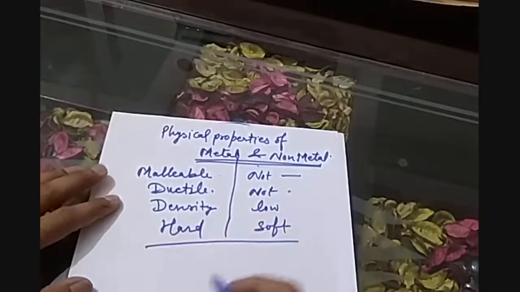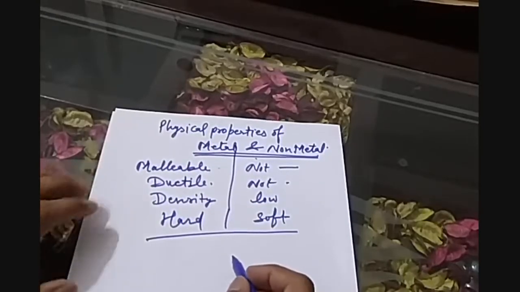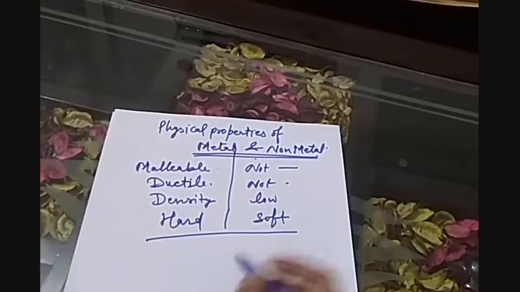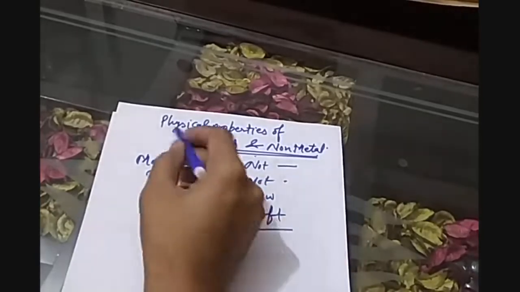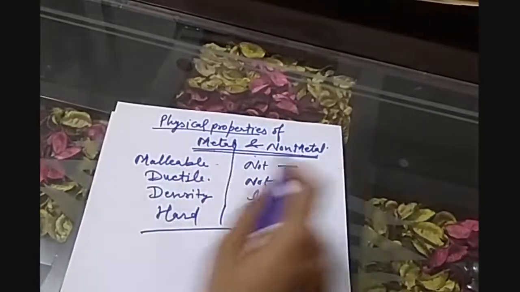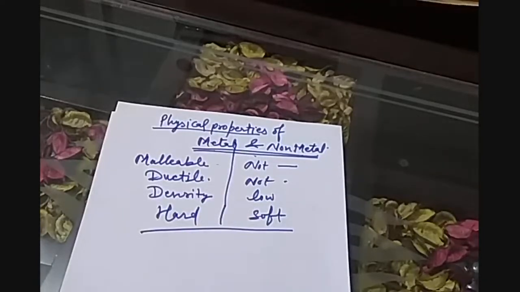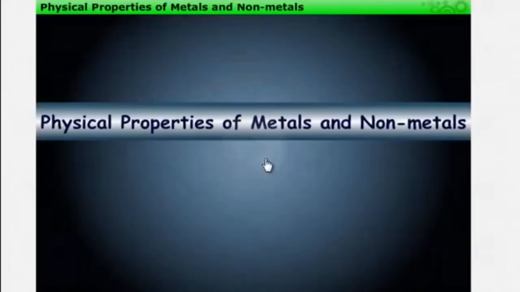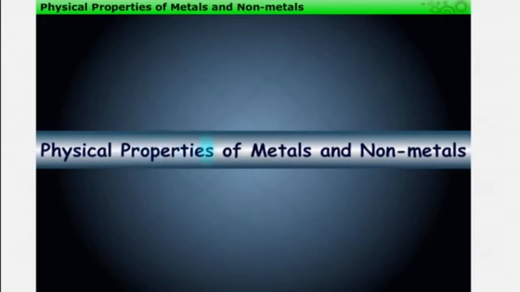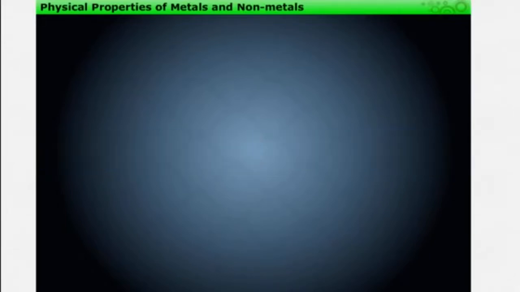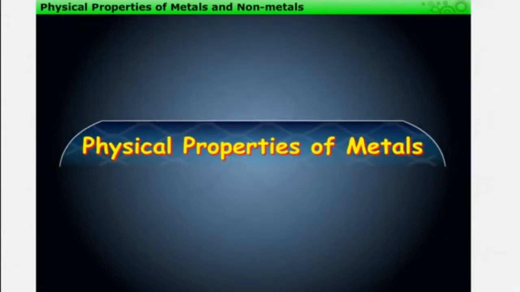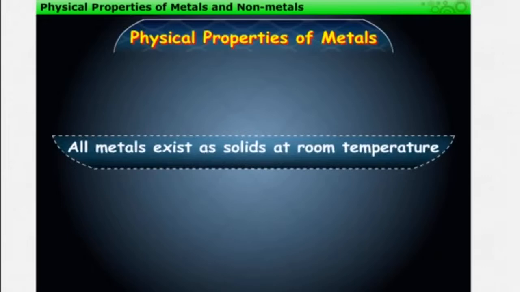So in the next part, you will see what the physical properties of metal and non-metal are. Physical properties of metals and non-metals. Let us discuss the physical properties of metals. All metals exist as solids at room temperature.